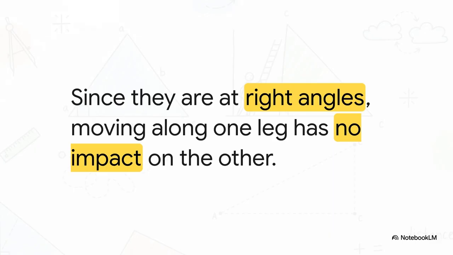But why does this work out so flawlessly? Well, it's because those two shorter sides are at a perfect right angle to each other. In math terms, we call that being orthogonal. Basically, moving horizontally along one leg has absolutely zero impact on your vertical movement along the other leg. They are entirely independent directions.